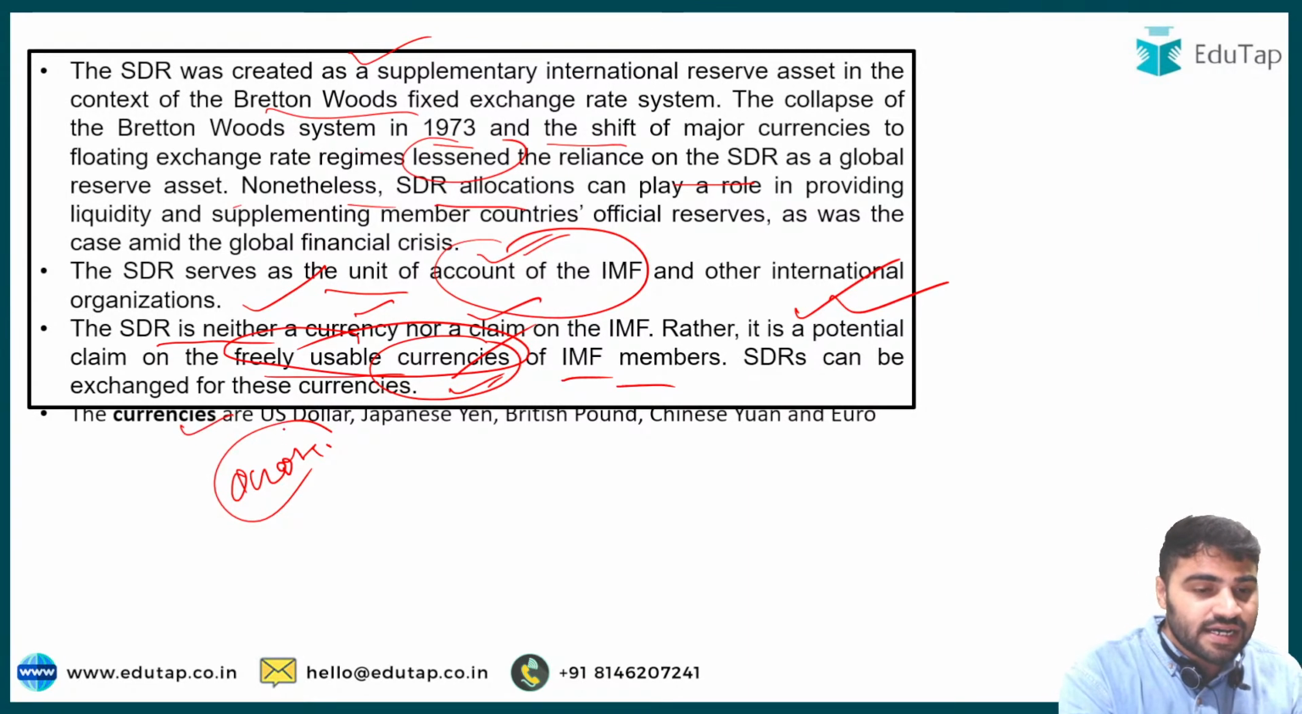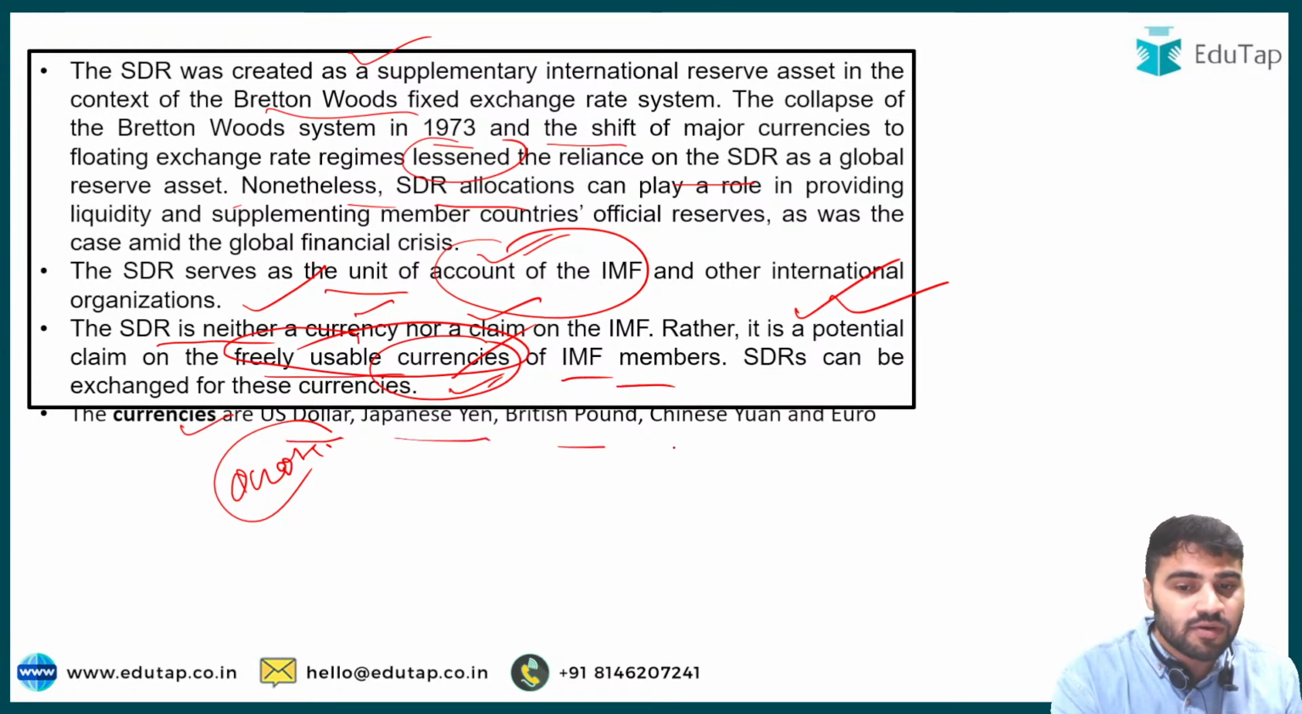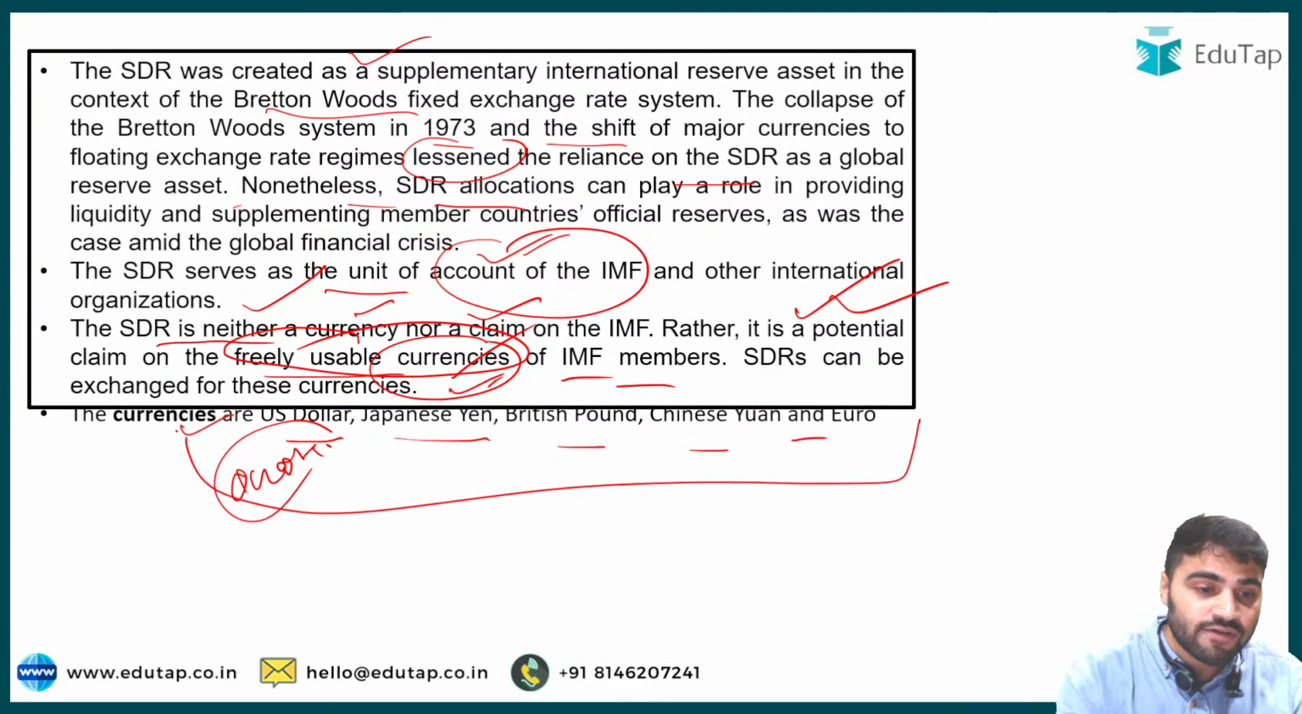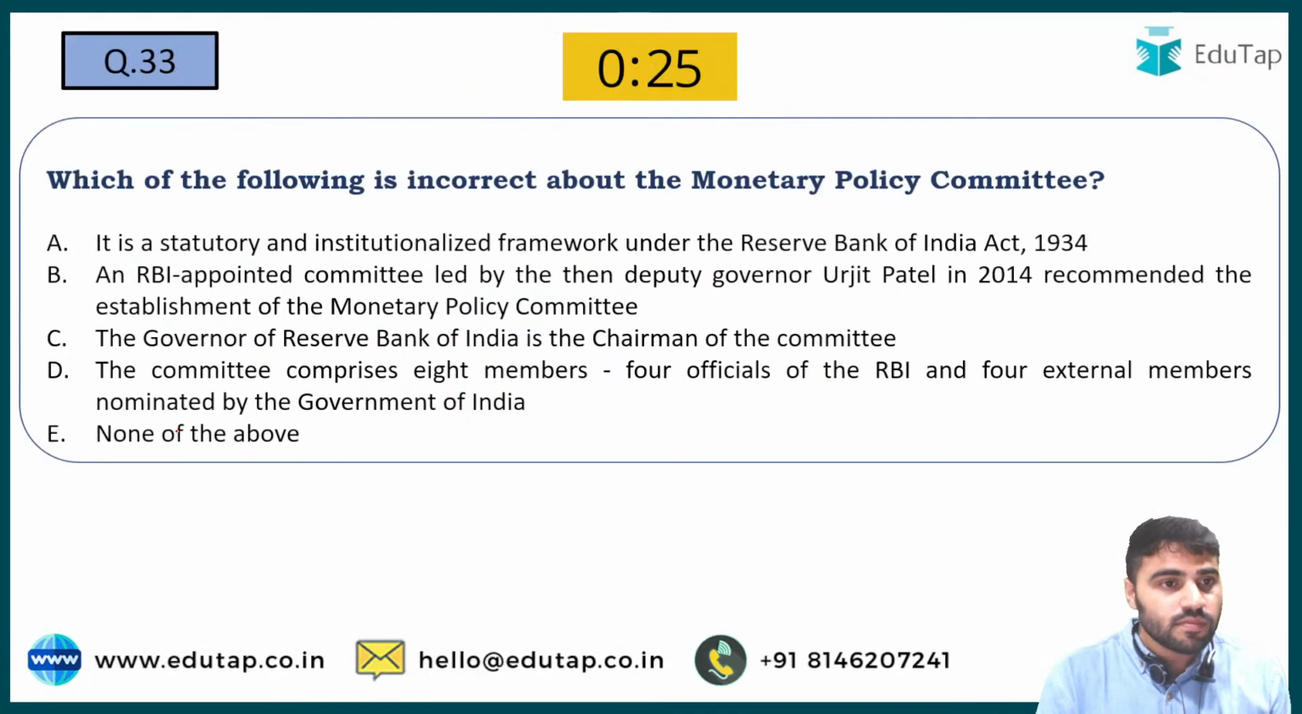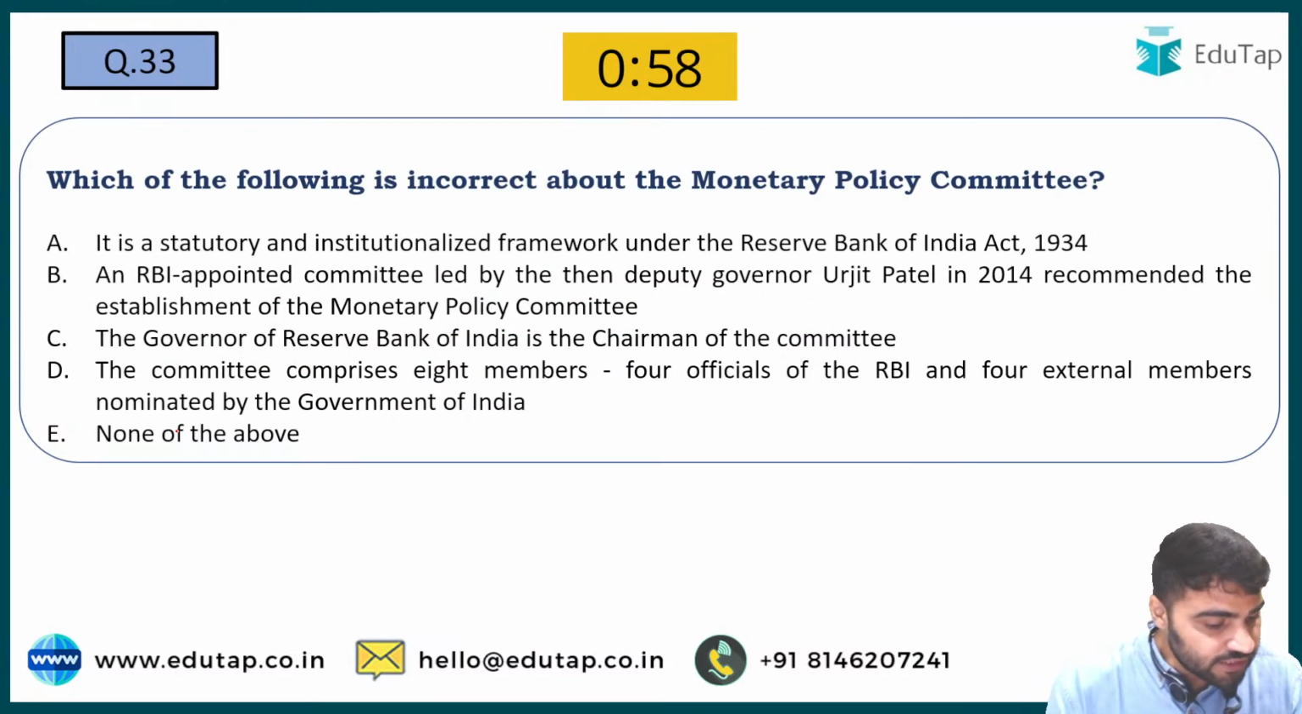The currencies are the US dollar, Japanese yen, British pound, Chinese yuan and euro. You have to remember the names of these currencies. Now let's move to question number 33.